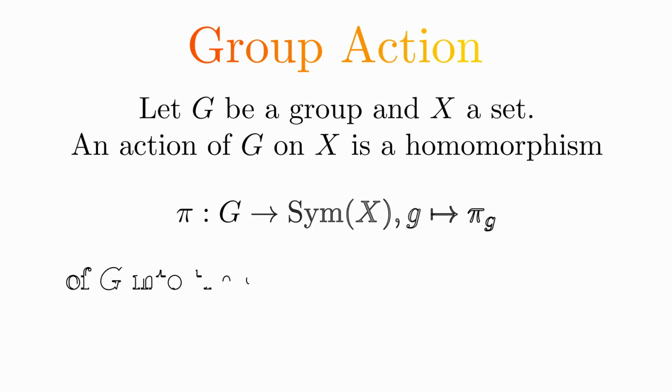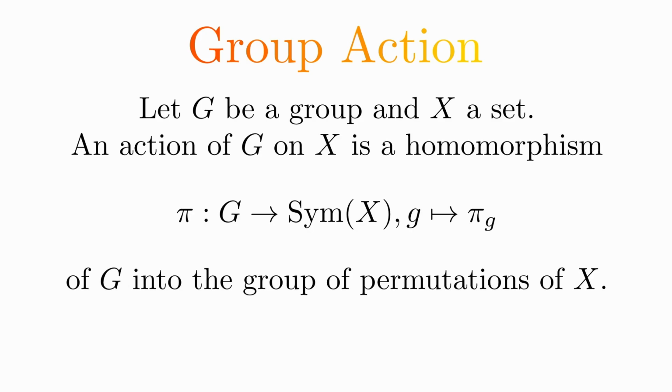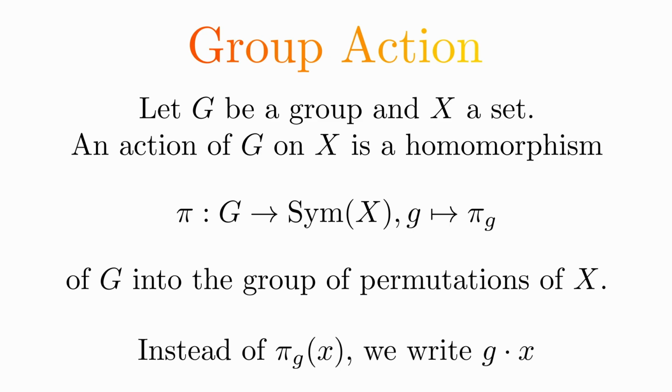We define an action of a group G on a set X to be a homomorphism from the group G into the group of all the permutations of the set X. So for every element in the group, we have some permutation. Instead of writing the pi where the index is the group element, we just write g times x, so the group element g acts on the set element x.